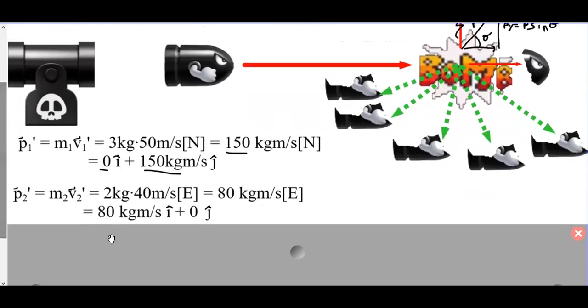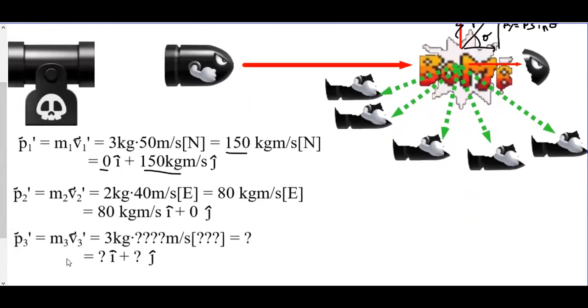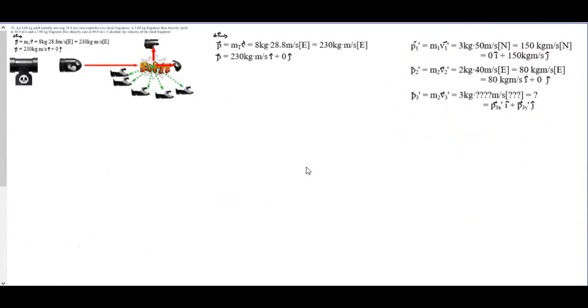And then we have the issue of not knowing the third piece, but I will set it up. I don't know what the third velocity is, so I can't actually calculate the third momentum. I don't know its direction, so I really know nothing. I'm going in the X and the Y. I still need to figure that out.